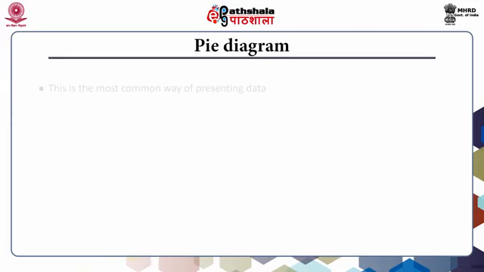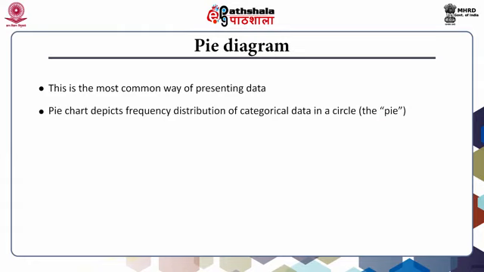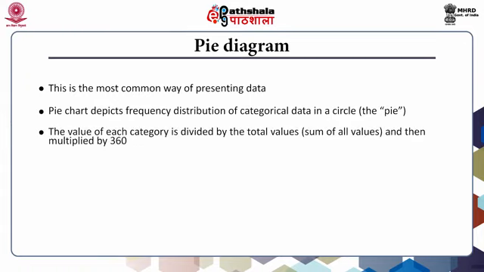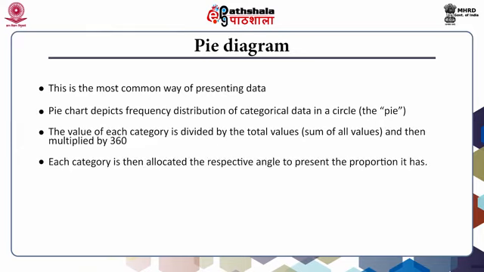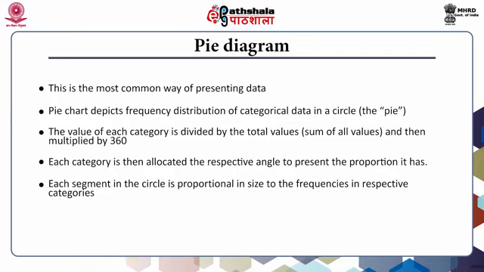Pie diagram. This is the most common way of presenting data. The pie chart depicts the frequency distribution of categorical data in a circle, commonly called pie. The value of each category is divided by the total values, the sum of all values, and then multiplied by 360. Each category is then allocated the respective angle to present the proportion it has. Each segment in the circle is proportional in size to the frequencies in respective categories. It can also be represented three-dimensionally.